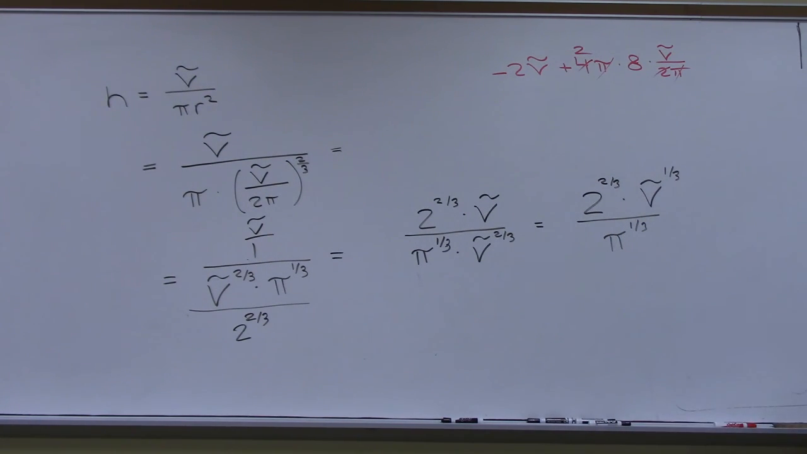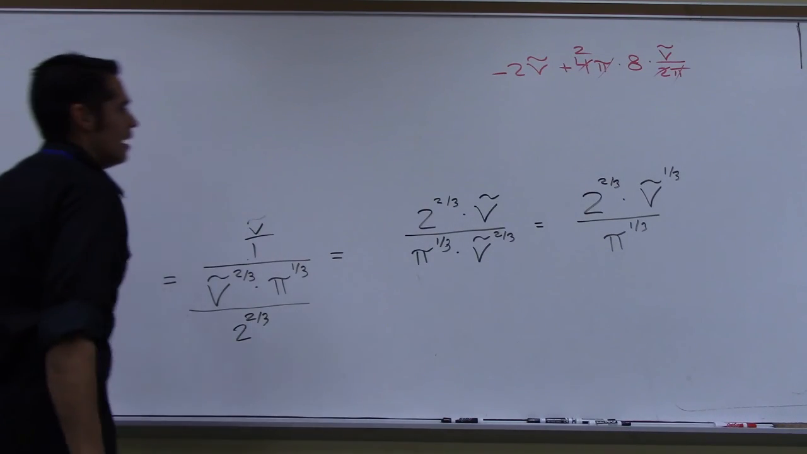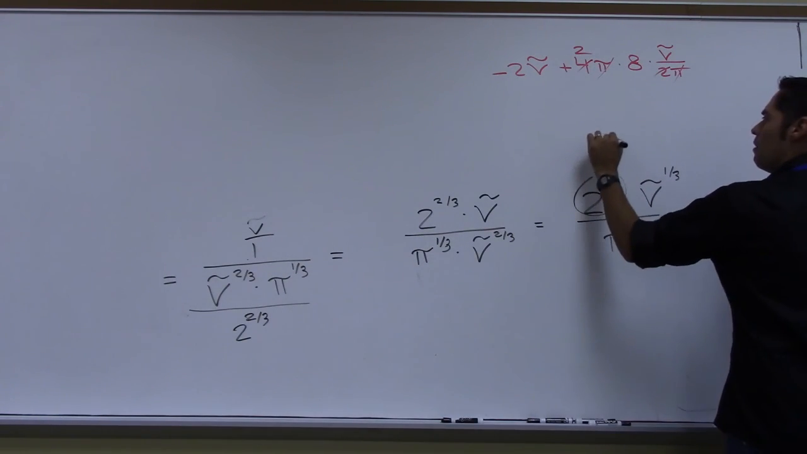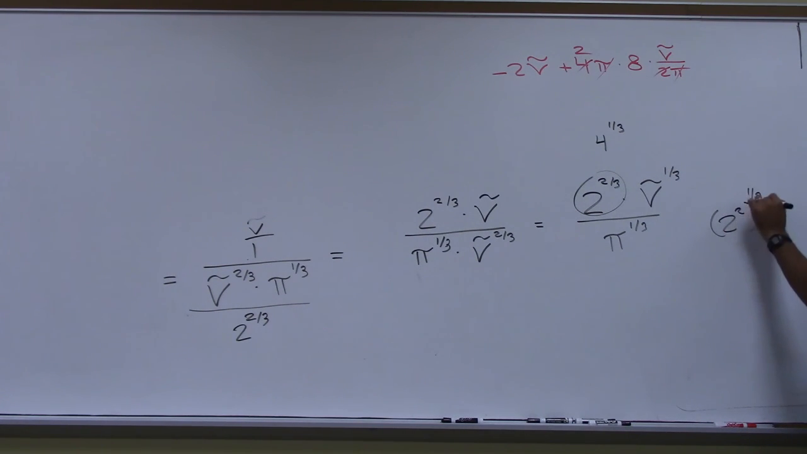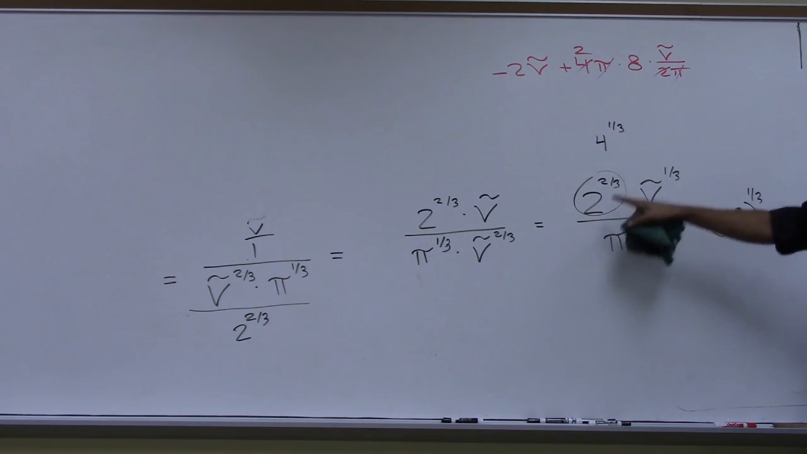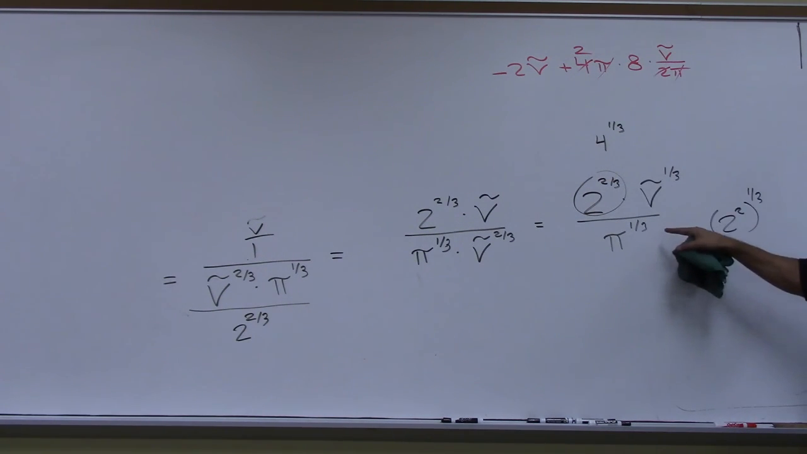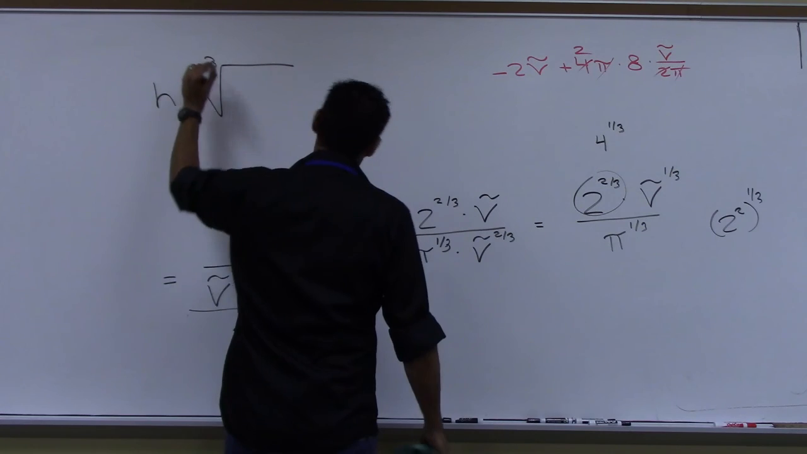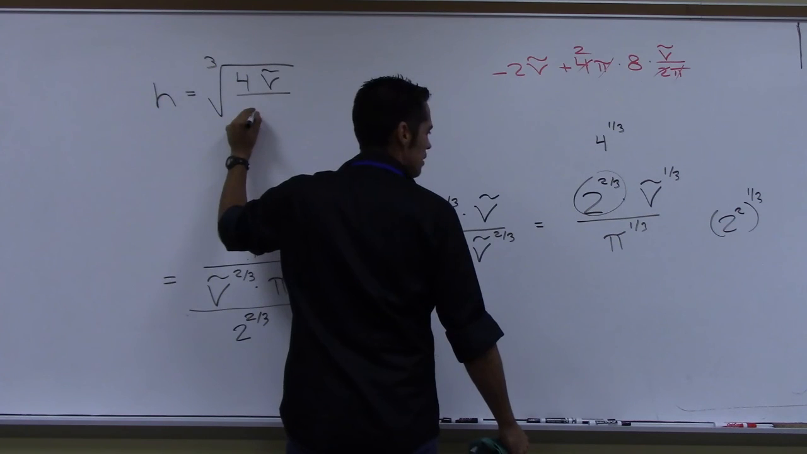Almost there. Come on, y'all got it. Doesn't this mean, right here, 4 to the 1/3? Isn't that the same thing as 2 squared to the 1/3? So aren't they all to the 1/3 then? I have a 4 to the 1/3, a v tilde to the 1/3, and a pi to the 1/3. So I can cube root the whole thing. So h must be the cube root of 4 v tilde over pi.